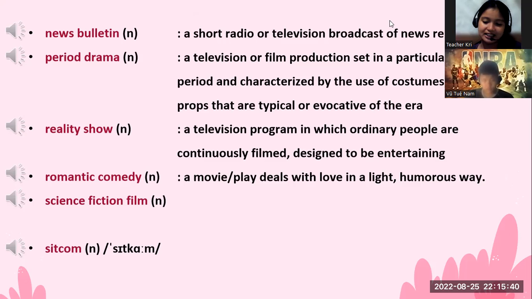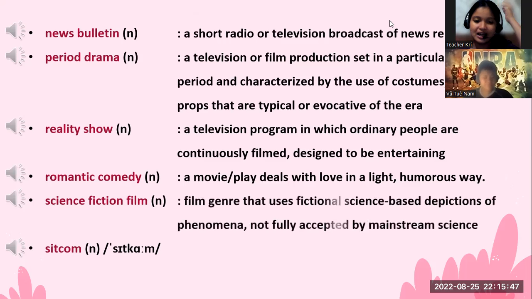Okay, next is science fiction film. Science fiction film. Okay, so a science fiction film is a film genre that uses fictional science-based depictions of phenomena not fully accepted by mainstream science. A film genre that uses fictional science-based depiction of phenomena not fully accepted by mainstream science. Okay, accepted.